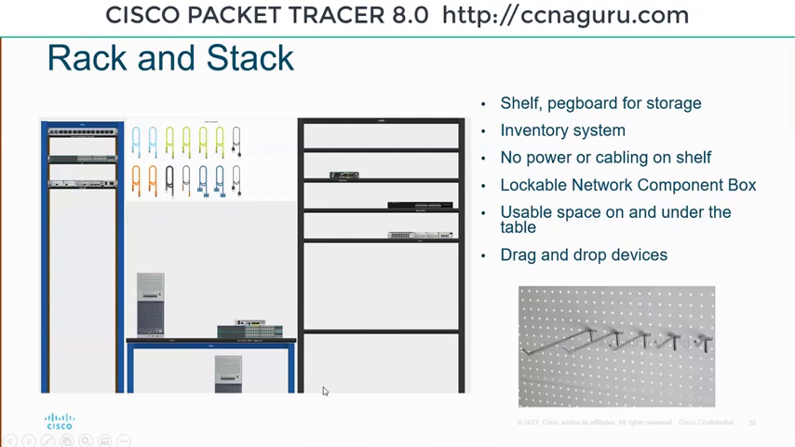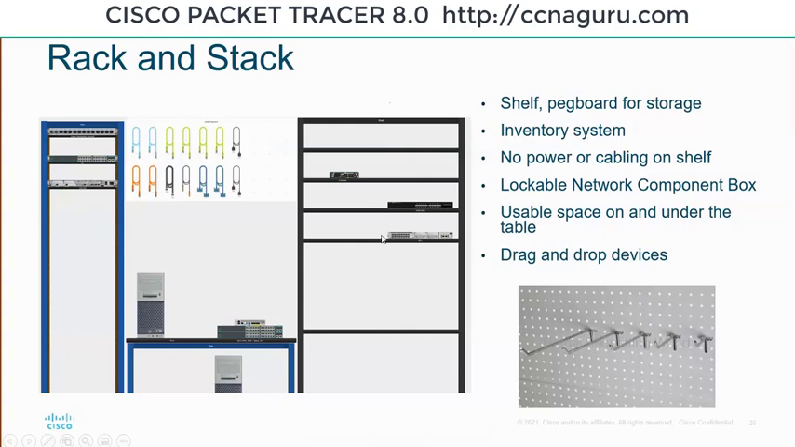First and biggest, racking and stacking of equipment experience. What we have done, we have introduced the shelf into the Packet Tracer wiring closet experience, and also a pegboard. Shelf and pegboard can be used for storage. Shelf is used to store equipment, any kind of boxes, and pegboard is used to store any kind of cables. This allows us to implement the inventory system, right?